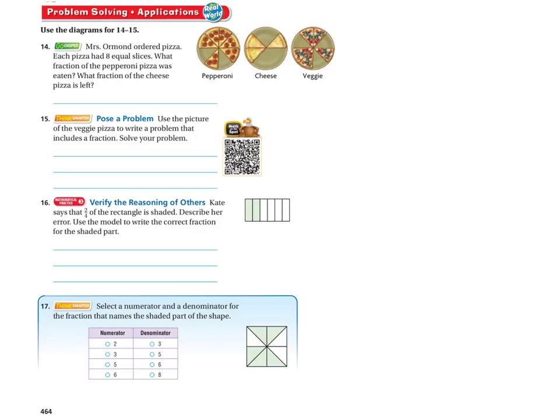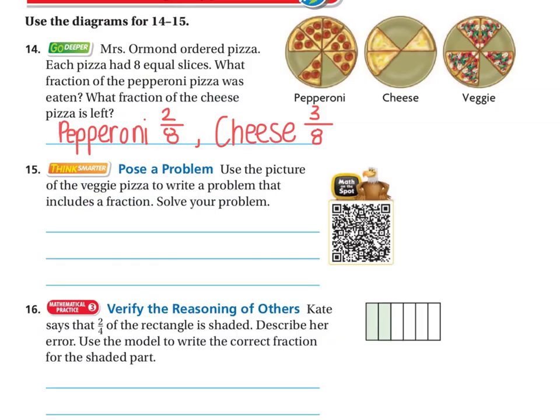We are now on page 464. Here are the answers to number 14. Jump ahead now if you had this. You had to read very carefully in order to get this correct. The first question says, what fraction of the pepperoni pizza was eaten? So if I look at the pepperoni pizza, these spaces right here are the eaten parts. So we have 1, 2 out of 3, 4, 5, 6, 7, 8. That is 2/8.